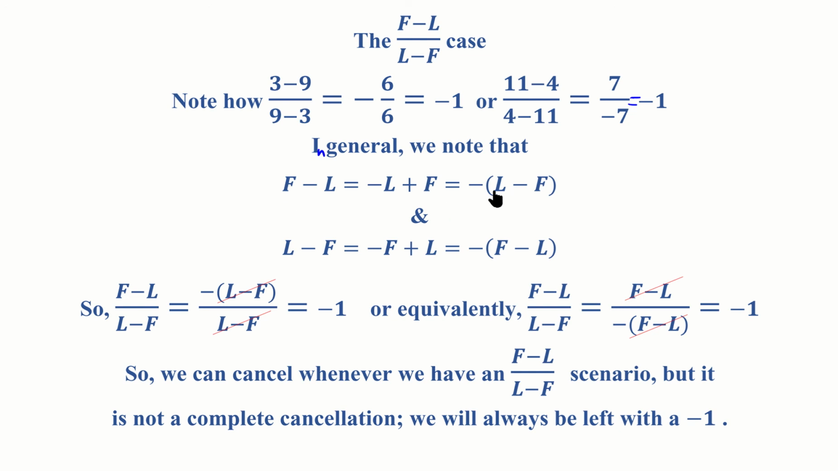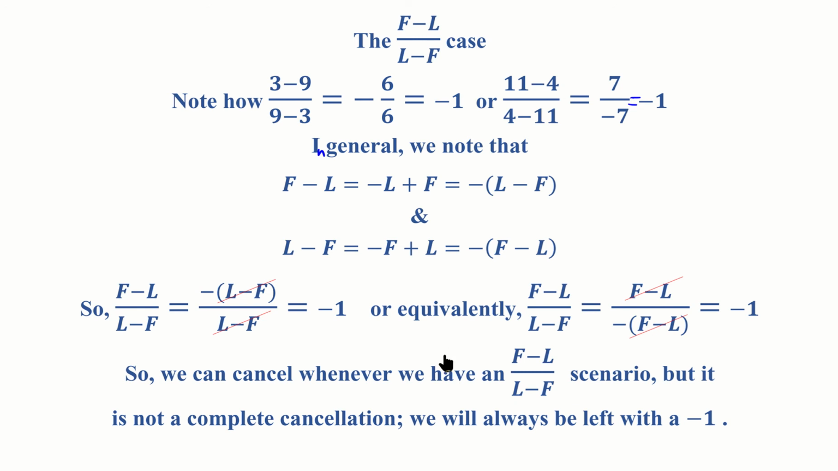If f minus l is the opposite of l minus f, then l minus f is also going to be the opposite of f minus l. So anytime you have this kind of a scenario, they are going to cross cancel, but with a caveat, right? It leaves a negative 1 behind. So whether you write f minus l as the opposite of l minus f and leave this one alone, they cancel out and give you negative 1, or you can leave f minus l as is and replace the l minus f with the opposite of f minus l. Same thing. They cancel out. 1 over negative 1 is negative 1. So we can cancel anytime we have this scenario, but always remember to leave a negative 1. It's not a completely clean cancellation. It does leave a negative 1.